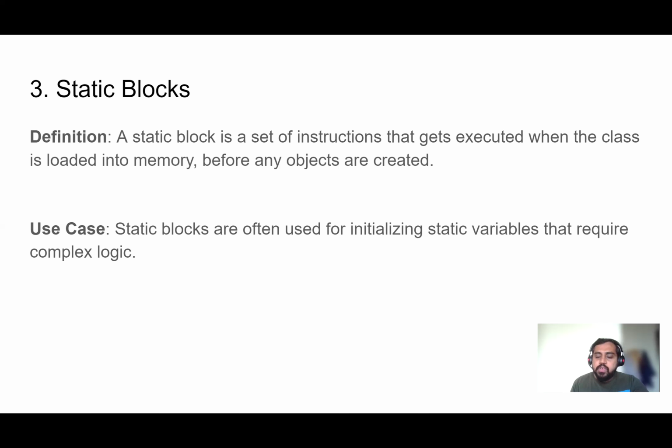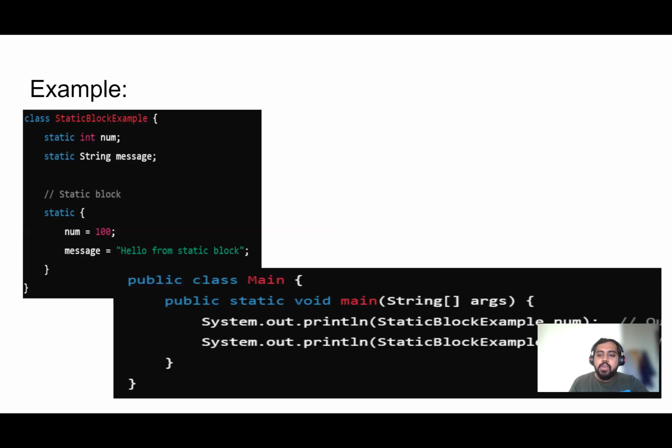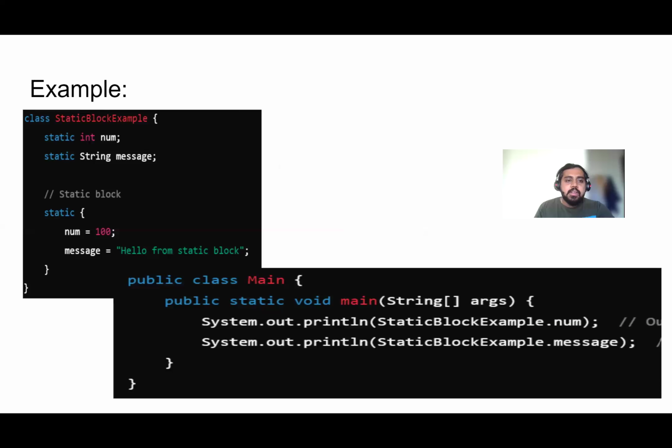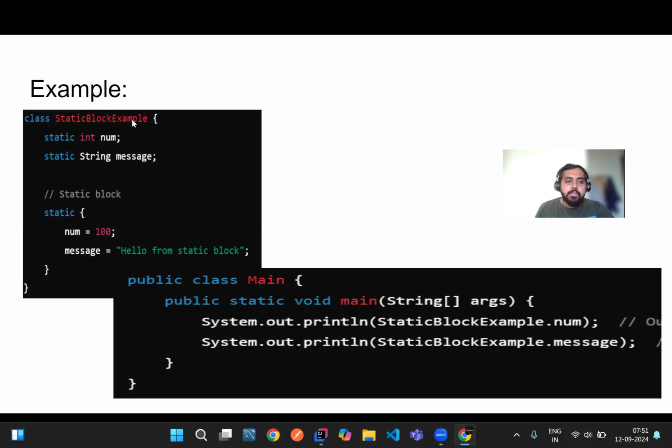This is also for a class level. For example, you can see here I created one class called StaticBlockExample, and I created two variables, num and message, which are of type int and String respectively. Both these variables I made static, so these are all static variables. I have not initialized them here. If I do not initialize them, they will be initialized with default values, but I don't want default values. I want some values to be initialized for them.